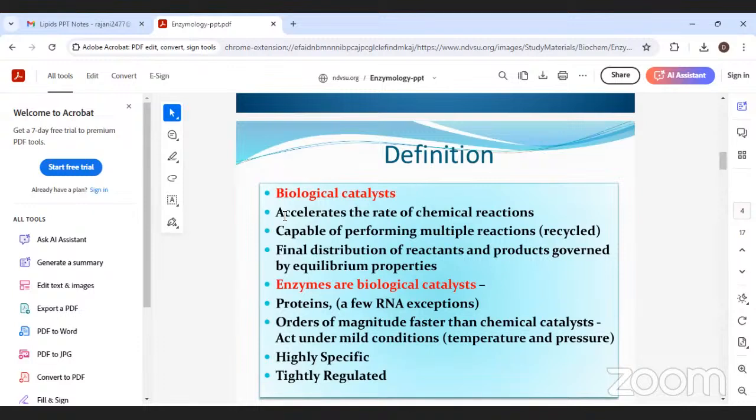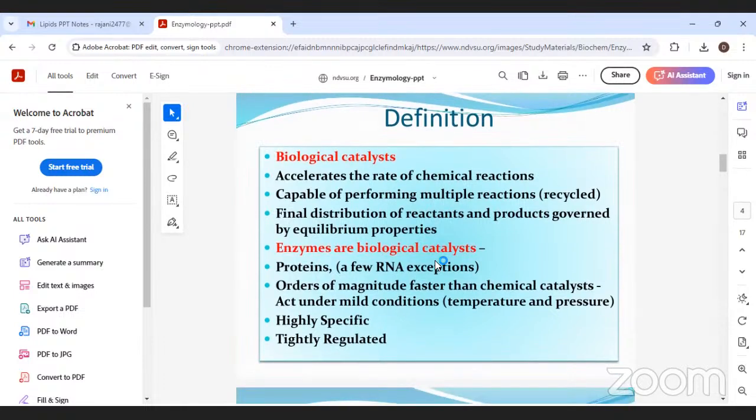Biological catalysis accelerates the rate of a chemical reaction. The catalyst is capable of performing multiple reactions, or being recycled. Finally, the distribution of reactant and product is governed by the equilibrium properties. This is biological catalysis.